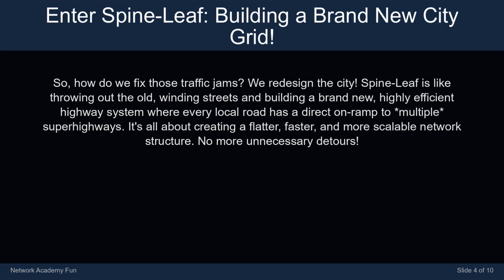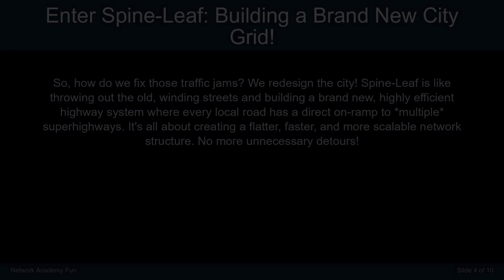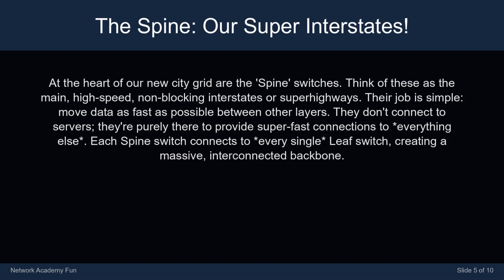We redesign the city. Spine leaf is like throwing out the old, winding streets and building a brand new, highly efficient highway system where every local road has a direct on-ramp to multiple superhighways. It's all about creating a flatter, faster, and more scalable network structure. No more unnecessary detours. At the heart of our new city grid are the spine switches. Think of these as the main, high-speed, non-blocking interstates or superhighways. Their job is simple: move data as fast as possible between other layers. They don't connect to servers. They're purely there to provide super-fast connections to everything else. Each spine switch connects to every single leaf switch, creating a massive, interconnected backbone.